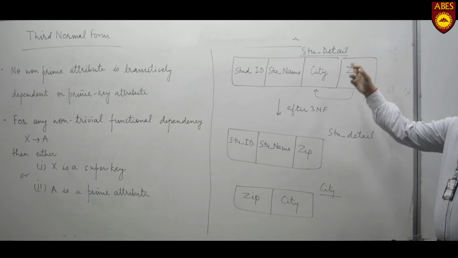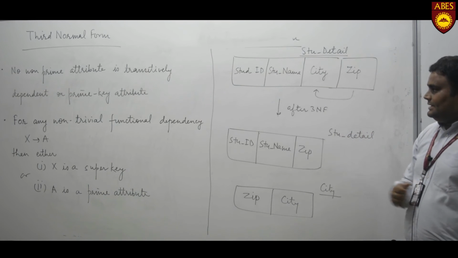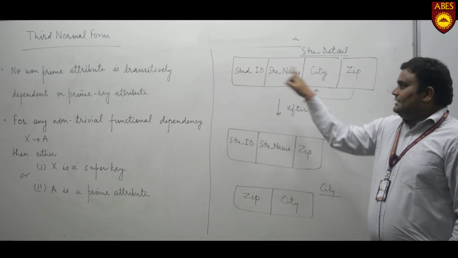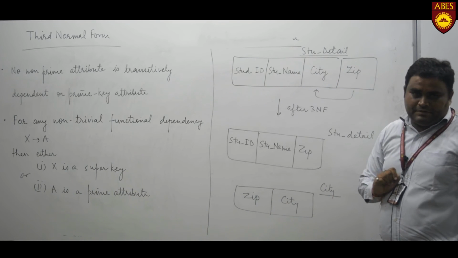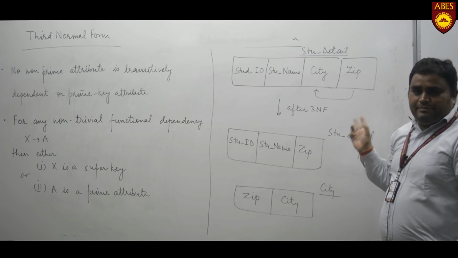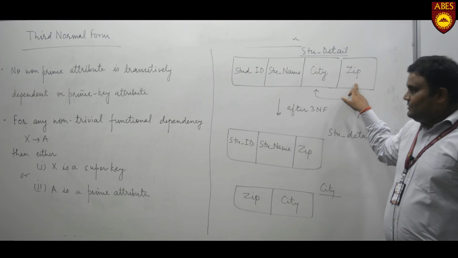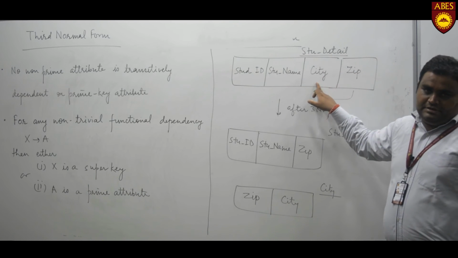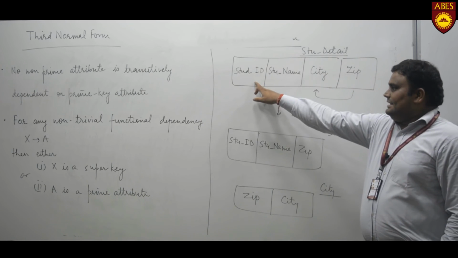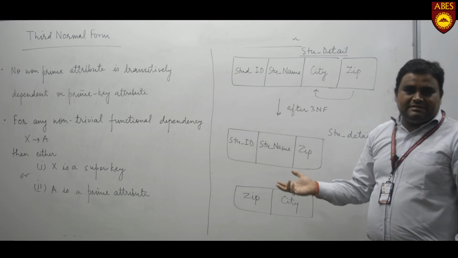Now there is an example of student detail. Student ID, student name, city and zip are the attributes. Here student ID is the primary key, and this primary key must determine student name, city and zip. But there is another attribute which is determining an attribute, and this attribute is zip. Zip is determining city. Zip is a non-prime attribute and city is also a non-prime attribute. In this case we see there is a transitive dependency, that is student ID determining zip, zip determining city, and so student ID determining city.